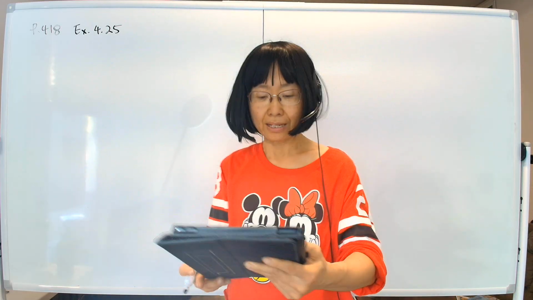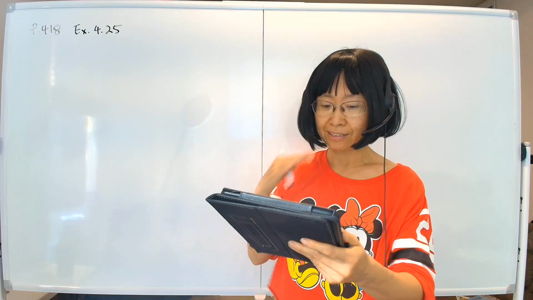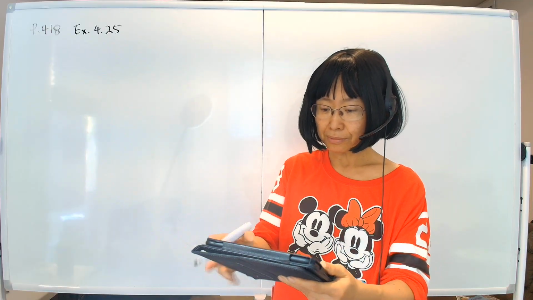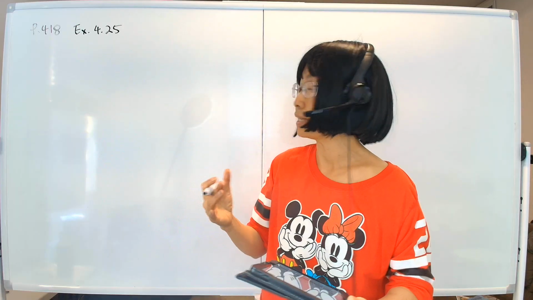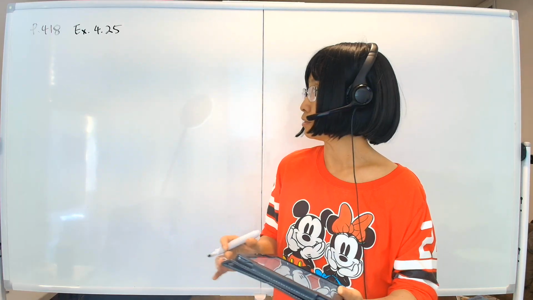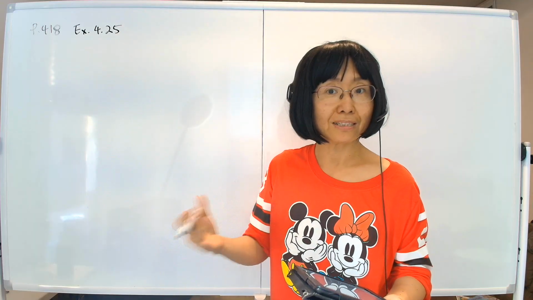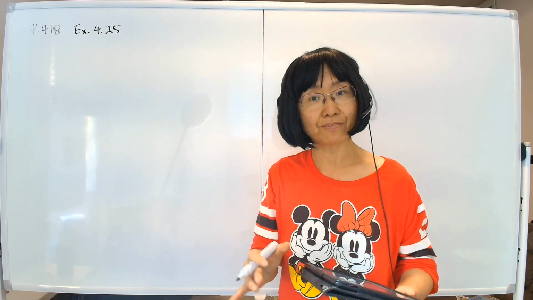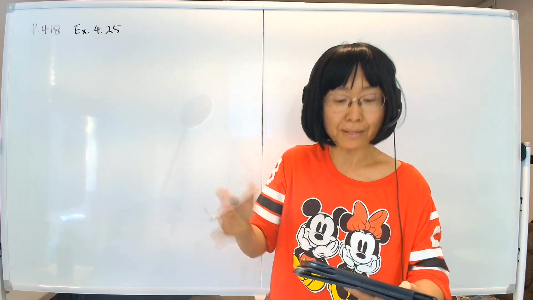Let's look at example 4.25 on page 418. Now, we are going to determine the limits of the function as x approaches infinity and negative infinity. So far, for most of what we did, it doesn't matter which way x approaches infinity or negative infinity, the results are the same. But that's not necessarily true. It really depends on each function.